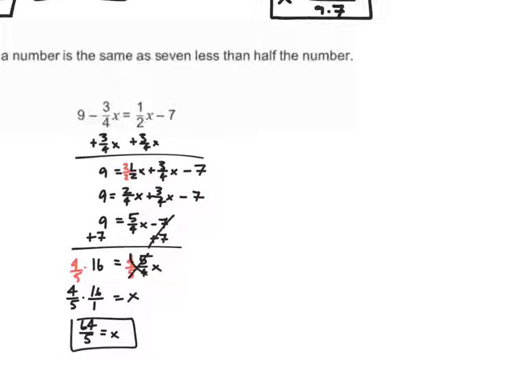So, we could have done this the other way. I'm not going to do the other method. But you could move the 1/2 x over and then subtract 9. You get the same thing.